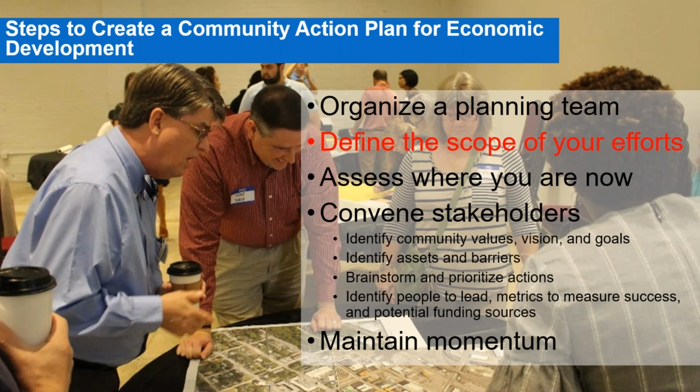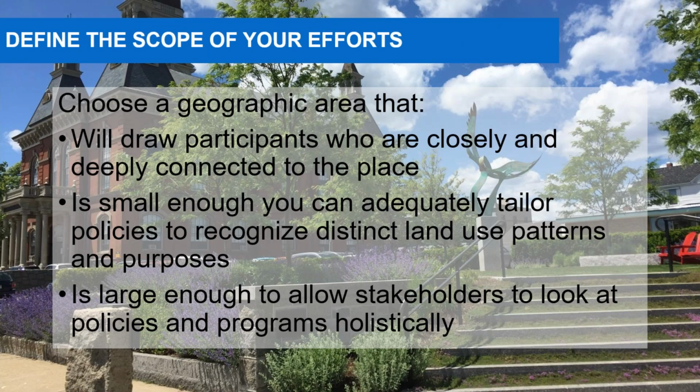And then next, what we try to do is define the scope of the effort. So we're looking for a geographic area that's going to draw participants that are closely and deeply connected to the place where we are, because we're really looking for place-based interventions. We know that regional planning is super important. We want what we do to feed into regional planning or build off of regional planning, but this process in particular is really focused on place, and so it's focused at the local level, meaning a small town or a neighborhood of a larger city.